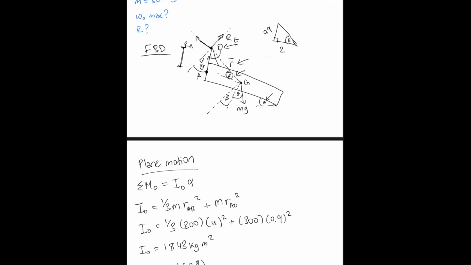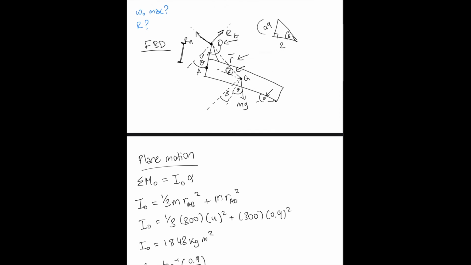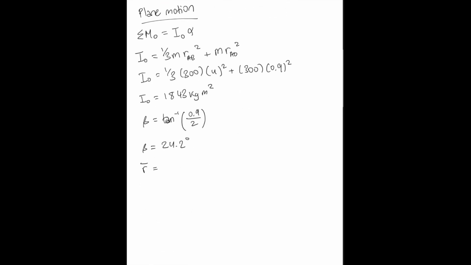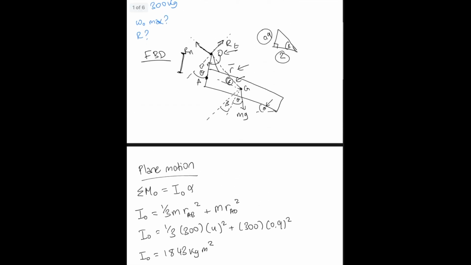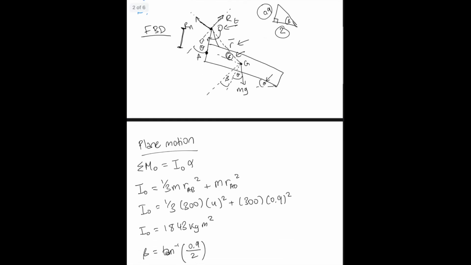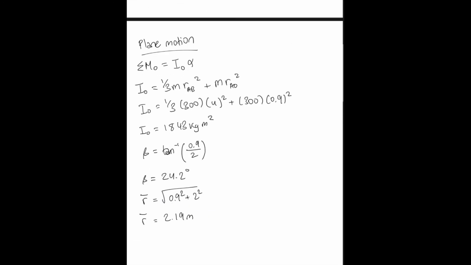And now since we found the angle beta, we can also easily find distance r. So distance r is just going to be equal to the square root of 0.9 squared plus 2 squared. And this distance r is going to be equal to 2.19 meters. Now, it might not seem obvious why we're finding beta and r right now. However, we will be needing them to solve this problem. So let's get back to our sum of moments over here.